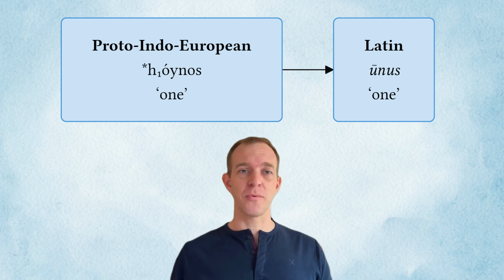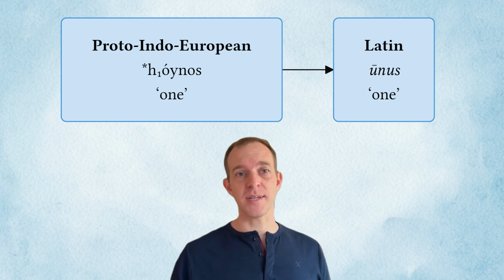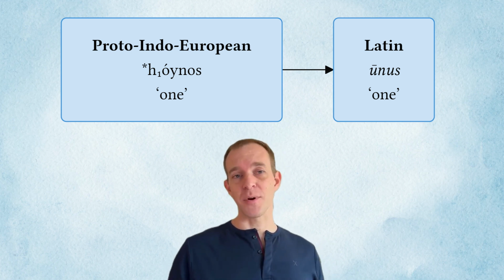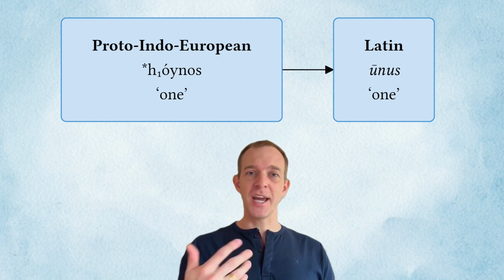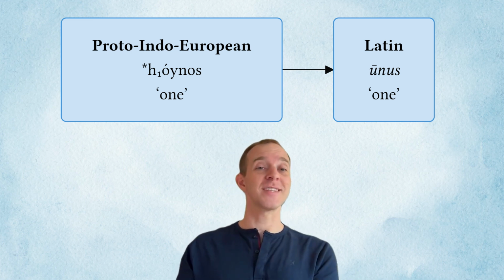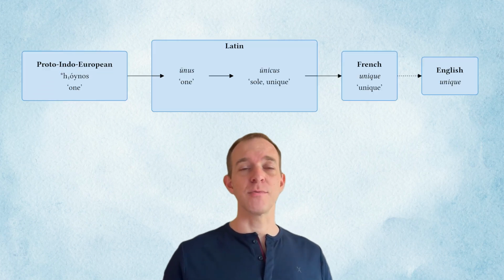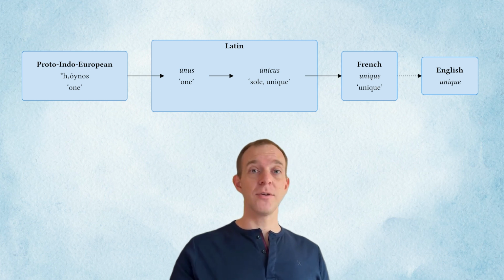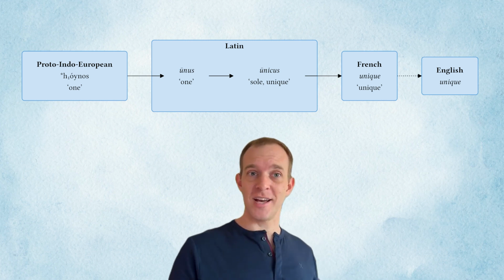The Proto-Indo-European word hoinos became unus in Latin, still meaning one. Unus formed a part of a bunch of other words in Latin, and then French inherited those words before foisting them onto English. The most straightforward example is the Latin word unicus, which meant sole or unique, and that became the French word unique and was borrowed into English as unique.